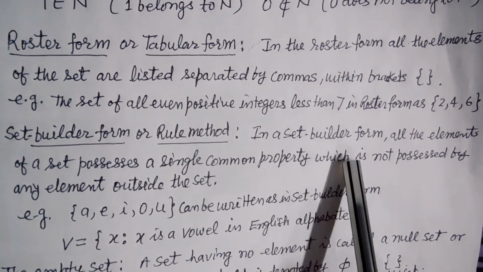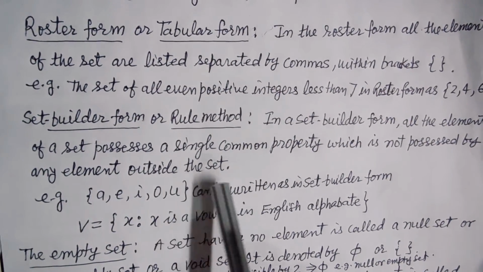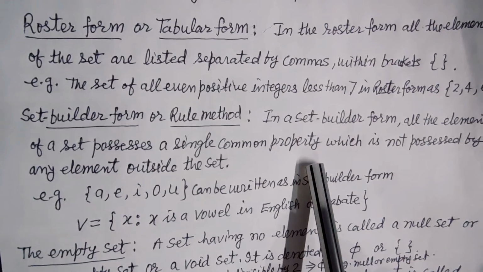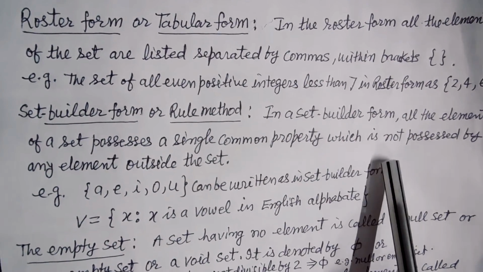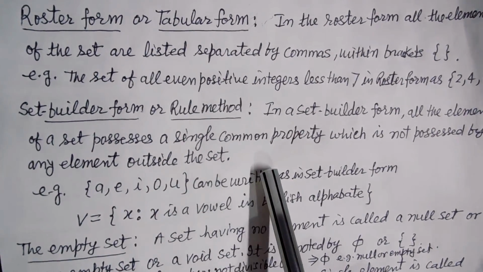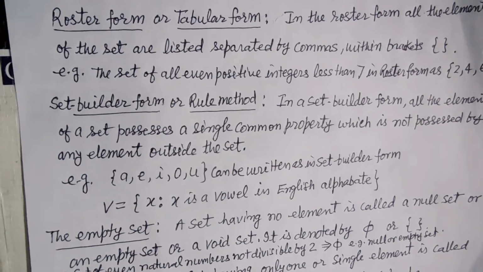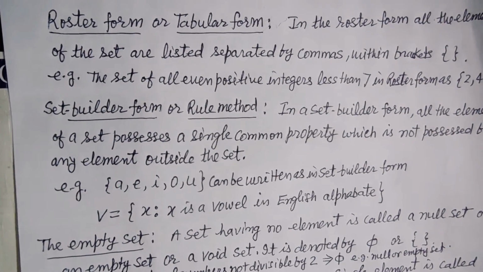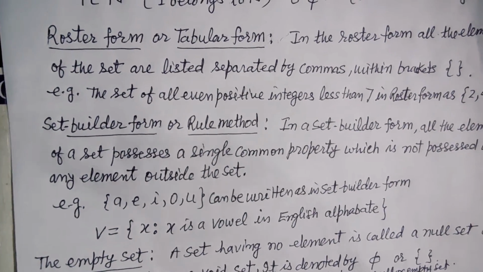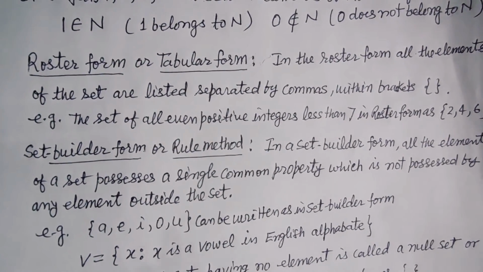Set builder form or rule method. In a set builder form, all the elements of a set possess a single common property which is not possessed by any element outside the set. All objects in the set have the same property; an object with another property, outside the set, does not belong to the set.